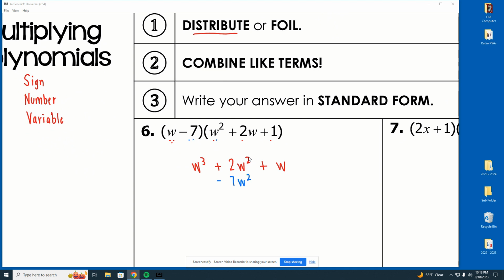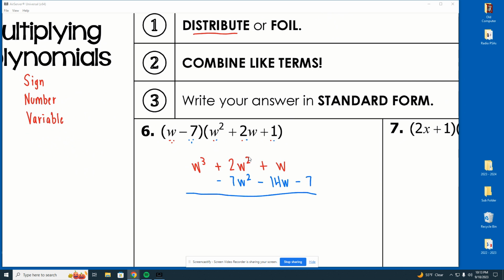Then I'm going to take negative 7 and multiply by positive 2W. Now be careful. Negative times positive is negative. 7 times 2W is negative 14W. So I'm going to put it underneath this other W. And then finally we have negative 7 times positive 1, and that's going to be negative 7.